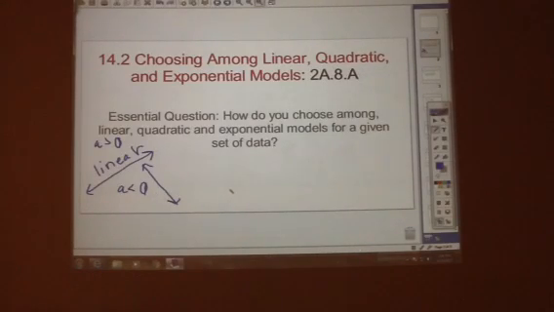What does a quadratic look like? Quadratic. It's a parabola. It's a U shape. It either opens up or it opens down. Either way, it's a parabola, a U shape, it opens up or down. If A is greater than 0, it opens up. If A is less than 0, it opens down.